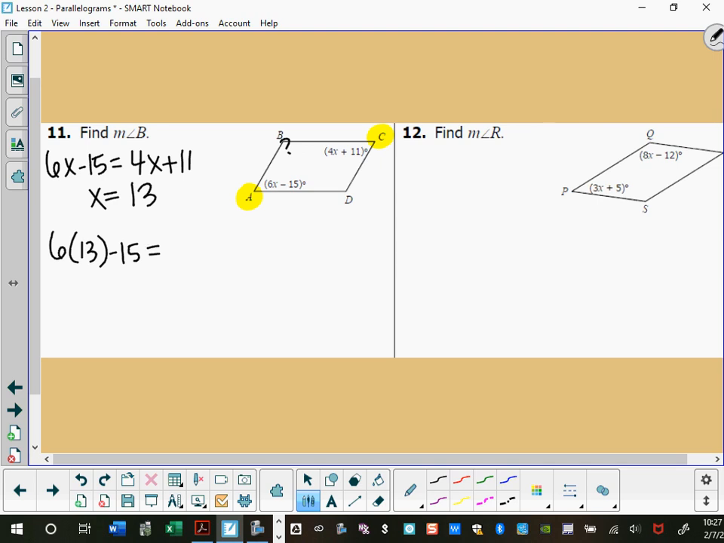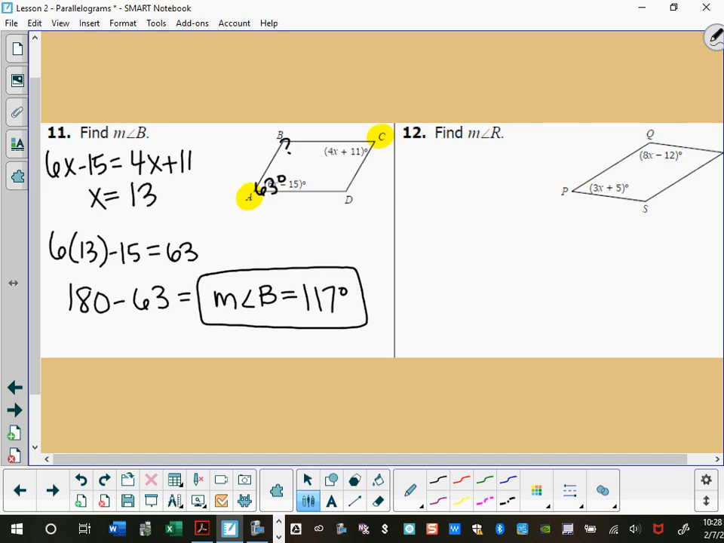All right, so then I know that angle A is 63 degrees. Angles A and B have to add up to 180. So let's do 180 minus 63. What are you left for the measure of angle B? 117 degrees.